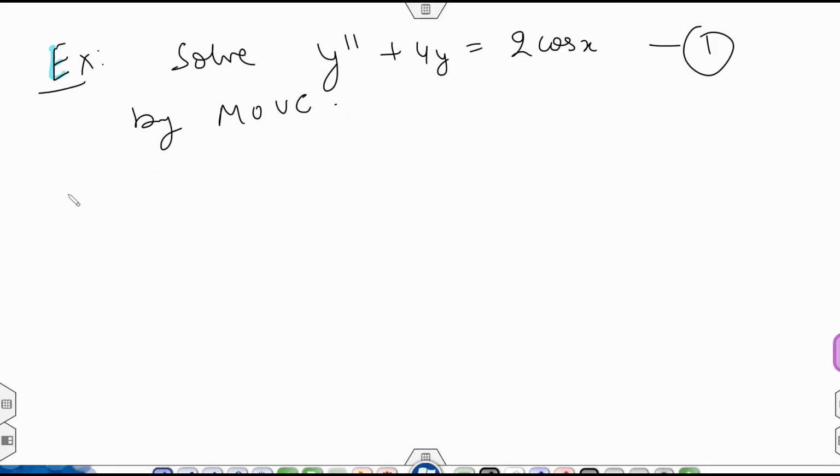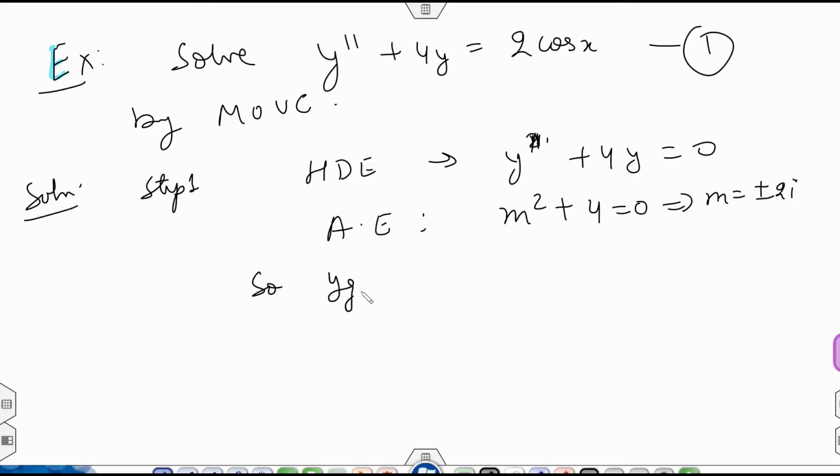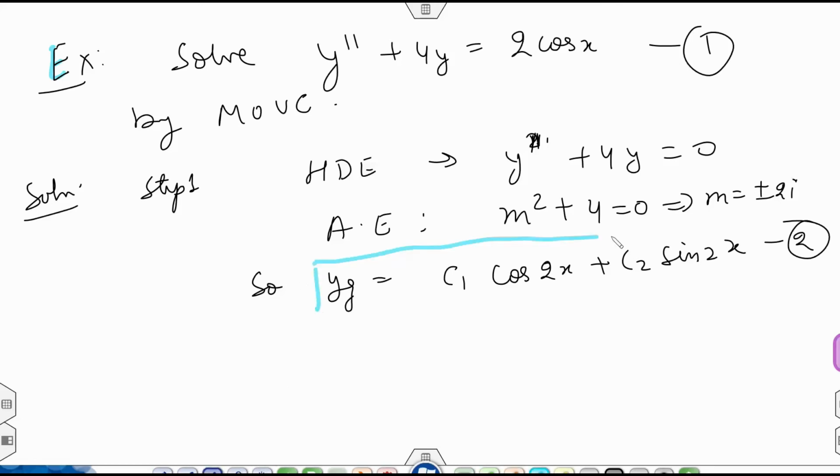Okay, so for the solution, step 1 is the homogeneous differential equation y double dash plus 4y equal to 0. So the auxiliary equation is given by m square plus 4 equal to 0, and this implies m is plus minus 2i. Okay, so your yg will be equal to what? C1 cos 2x plus C2 sin 2x, right? I'll call this equation number 2. So you did the first part, that is you found your yg.